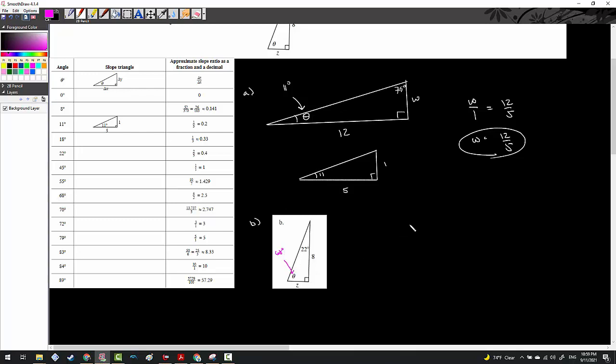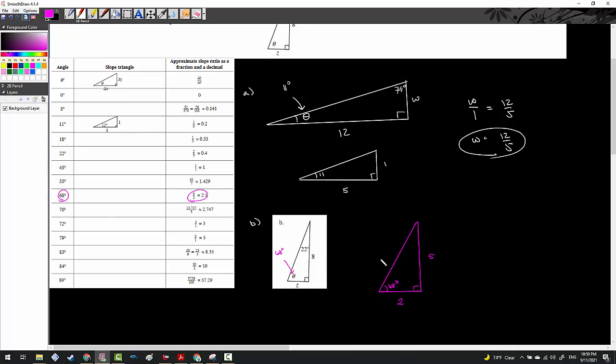And so what I'm going to do is draw a 68 degree right triangle like this. And so from here, with this being 68 degrees, I'll look for my right triangle here on the resource page. And that means that my slope ratio is going to be up 5 to the right by 2.